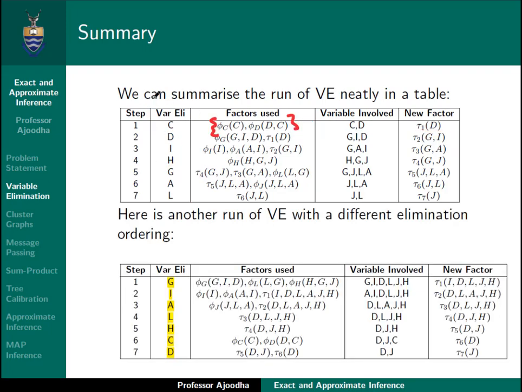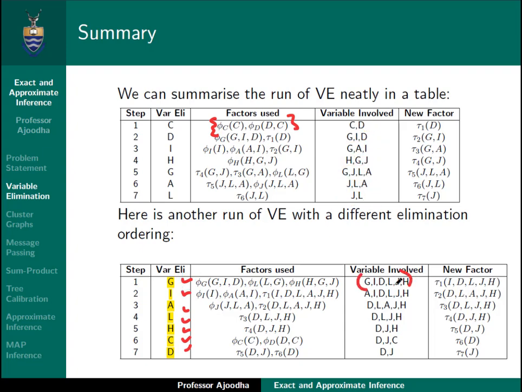So for example, here's another table that uses a different variable elimination ordering. So here we had C, D, I, H, G, A, L. Now I got G, I, A, L, H, C, D. Now this is the part of the lecture where I'll ask you, can you see a difference between these two tables? And then one of you very clever students will raise your hand and say, yes, I see a difference. And the difference I see here is that here we only ever had a very small number of variables involved in the multiplication and the summation.